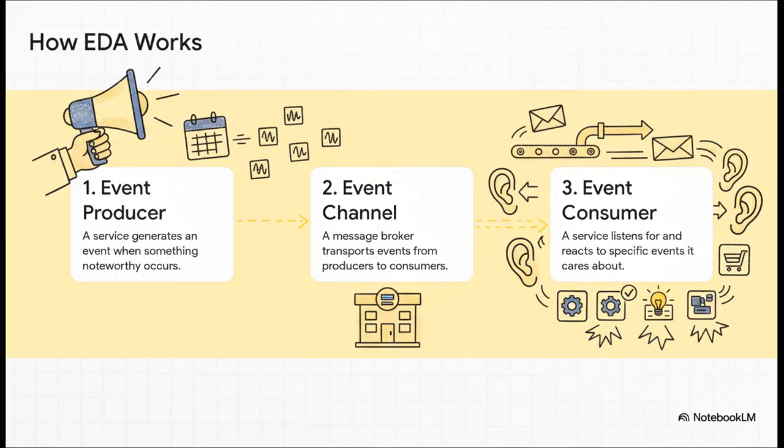Let's break that down into 3 simple steps. First, you've got an event producer. Let's say it's your ordering service. When you place an order, it just generates an event, like a little message that says, hey, an order was placed. Second, that message gets sent to an event channel. You can think of this like a super reliable post office, sometimes called a message broker. And finally, you have one or more event consumers just listening to that channel. When they hear an event they care about, they pick it up and do their job. The beauty of it is the producer has no idea who's listening. It just sends the message and moves on.